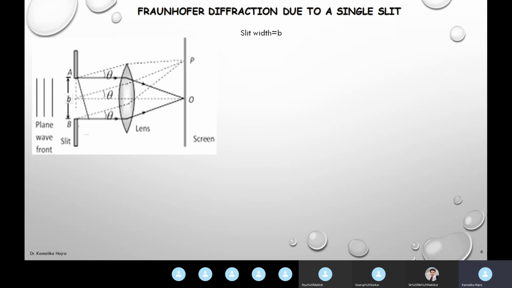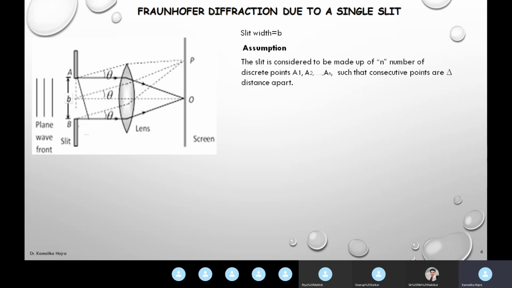Okay. Now to analyze the intensity pattern, what kind of pattern will we observe on the screen due to diffraction by a single slit, we make an assumption. All right. What is that assumption? We assume that the slit is made up of an imaginary set of n number of discrete points, a1, a2, etc. up to an, such that the consecutive points are delta distance apart.